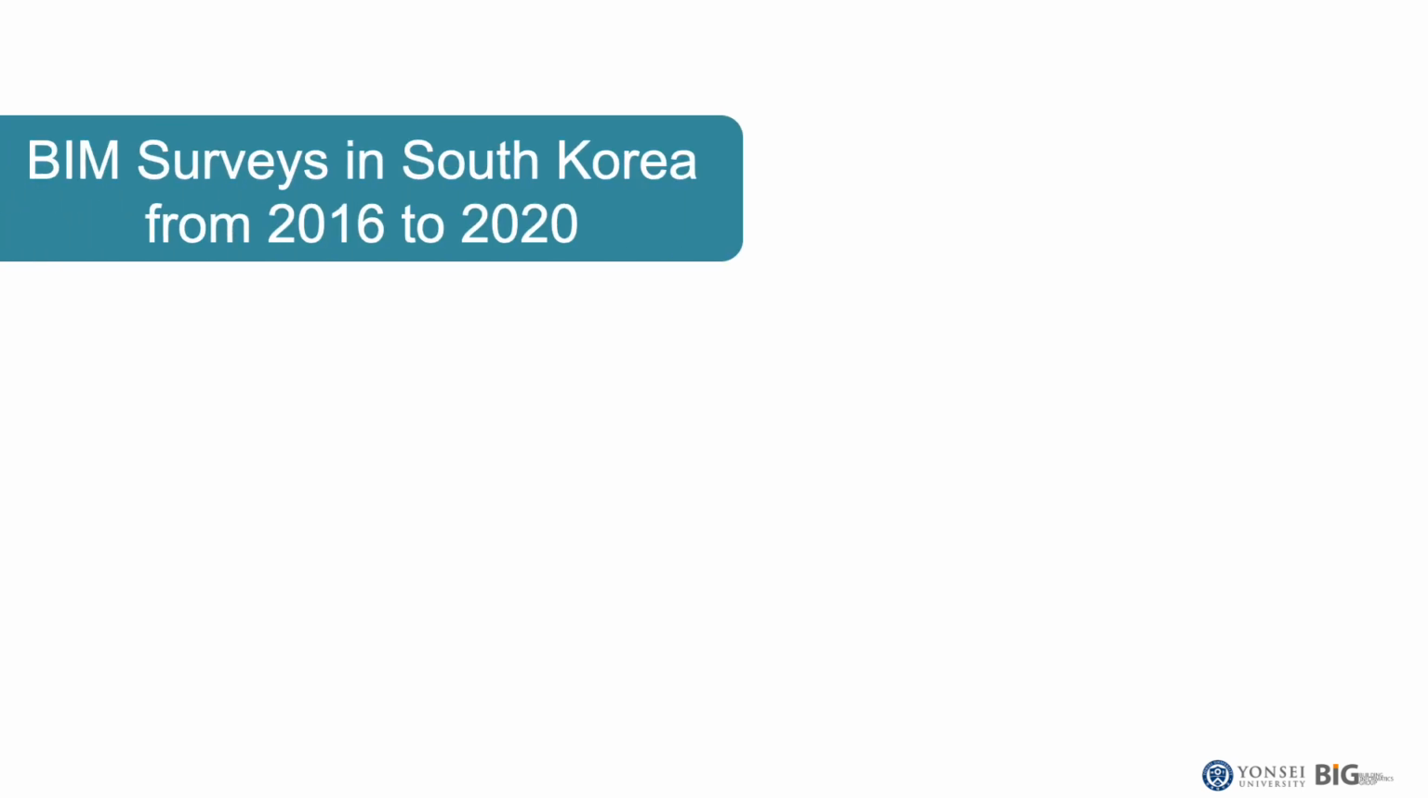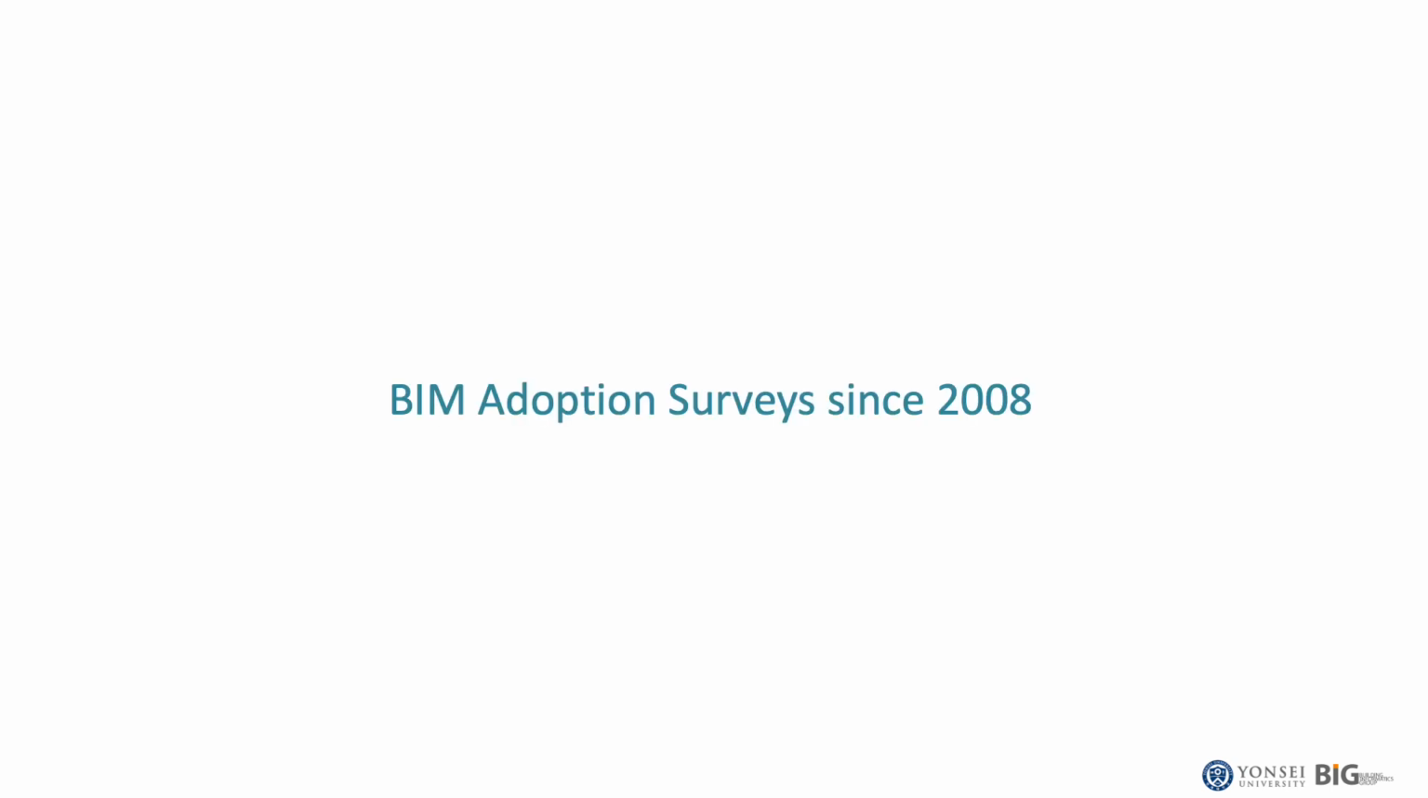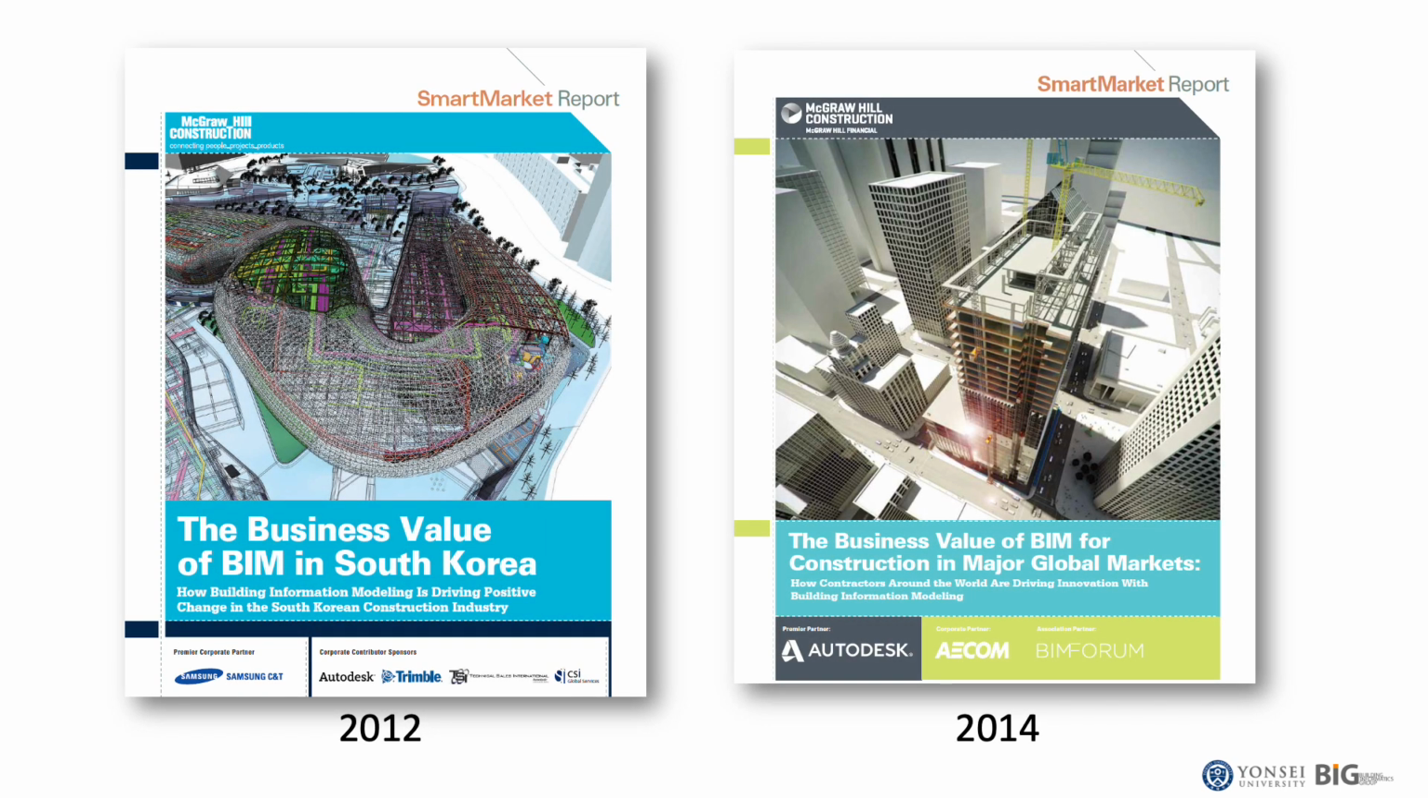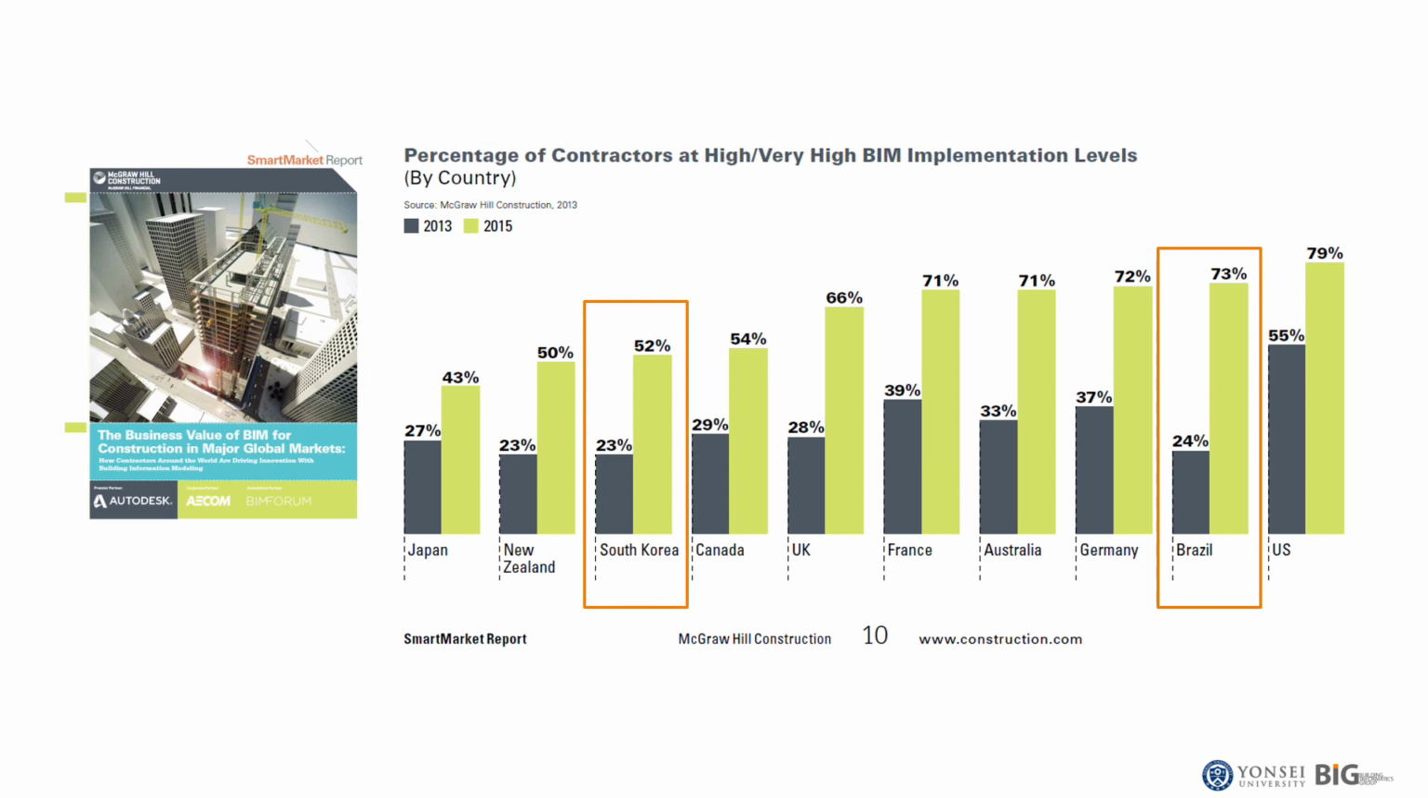BIM surveys in South Korea from 2016 to 2020. My research team has been conducting BIM adoption surveys every 2 years since 2008, and the results were published in the BIM magazine published by Building Smart Korea, and also in the Smart Market Report series in 2012 and 2014. The 2014 Smart Market Report compares the BIM adoption status in Korea and Brazil. At the time, Brazil had a higher implementation level of BIM than South Korea.